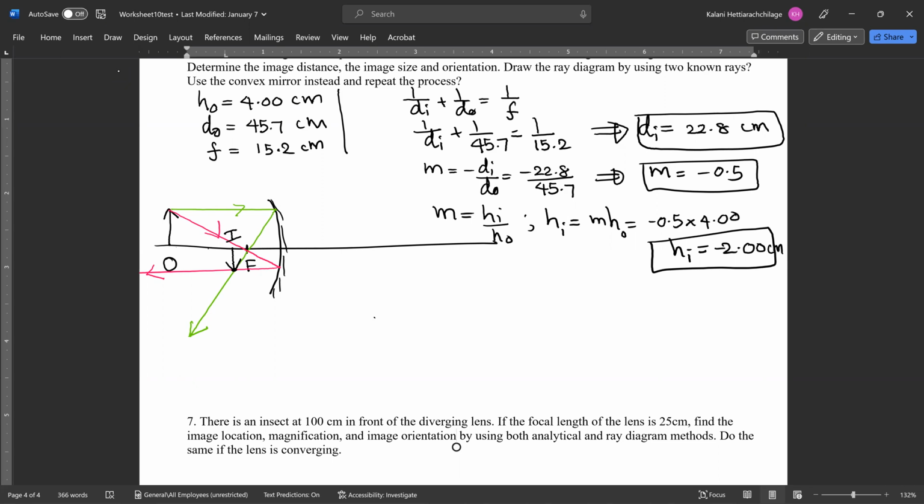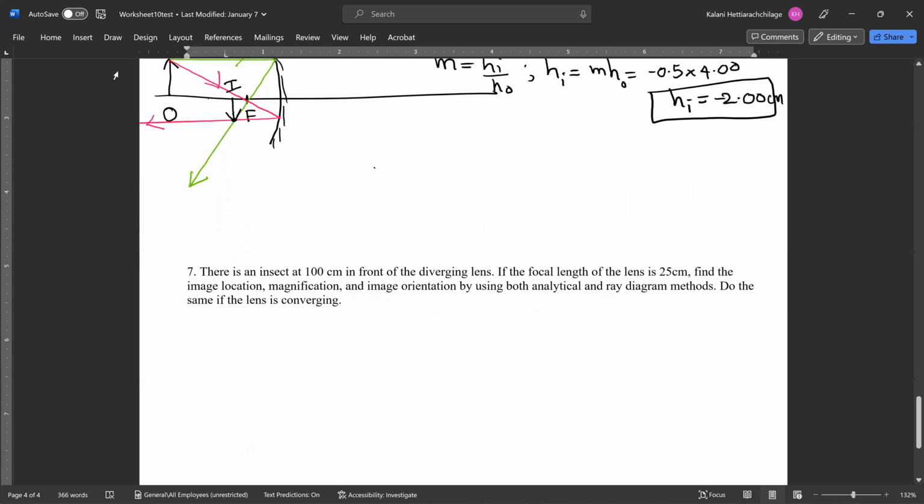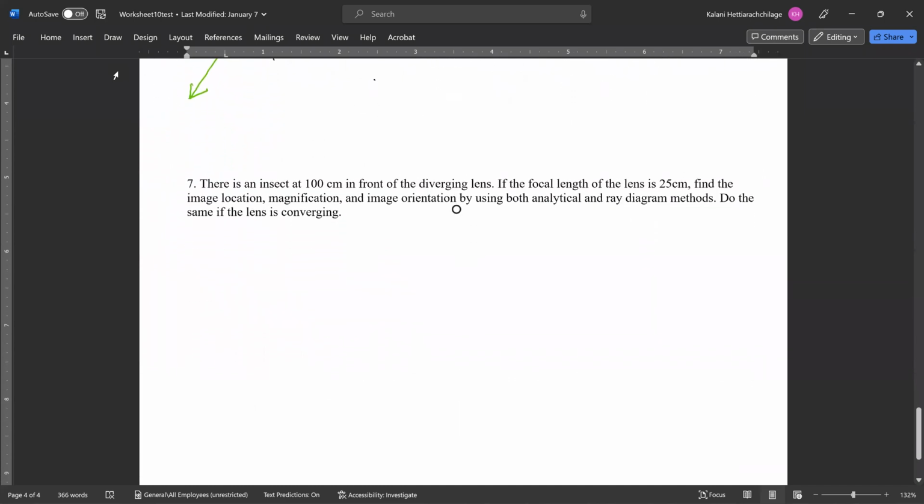So now use the convex mirror instead and repeat the process. I will leave it for you to do. If you have any question, you can ask. Okay, so number 7 is the last one.